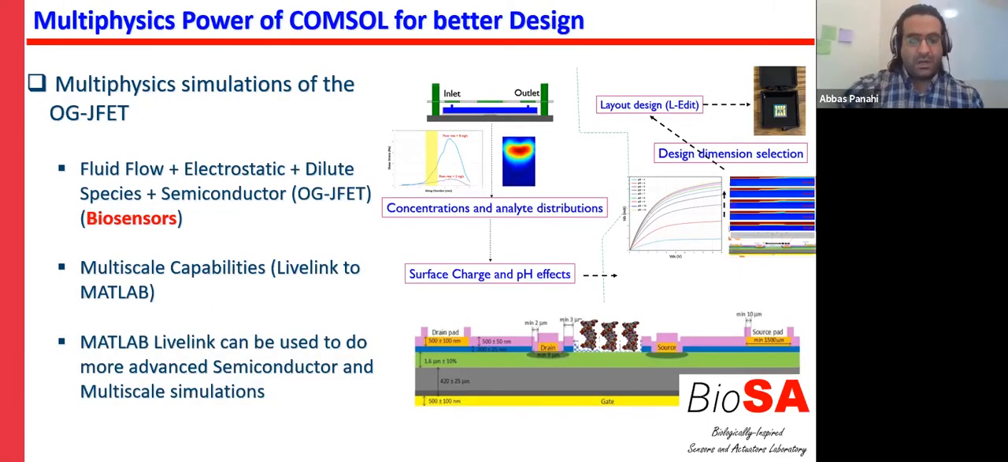Also, we are using the multi-physics power of COMSOL to improve our design. Based on our application, we needed to have fluid flow, electrostatics, diluted species, and semiconductor to design our sensor. As you can see in our design flow, first we designed the fluidic channel and fluidic parts, and then estimate the concentration and analyze the distribution. And then from that, we estimate the surface charge and pH effects. And we use that information as input for the semiconductor design of the sensor. And also we can use this platform for multi-scale design of the biosensor, considering different antigen antibodies and for other applications.